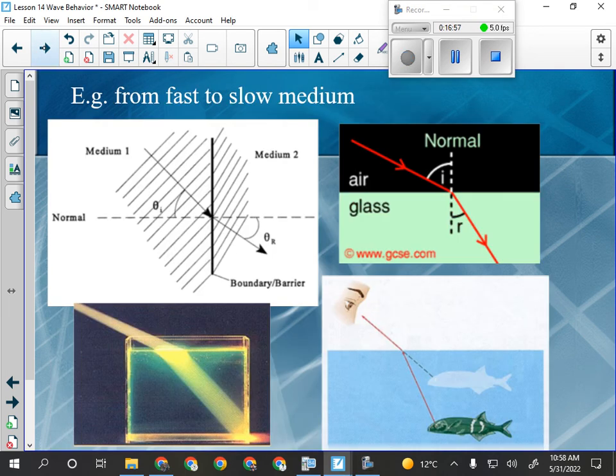All right, and so this is what we were talking about before with going from fast to slow. The waves bend towards the normal, and the wavelength gets shorter. If we're going from air to glass, that's going to be from fast to slow. It's going to bend towards the normal. Air to water, same idea, but in this case, we actually have water to air, where it would bend away from the normal. We would perceive the fish to be here at the top position when it's actually down below. A beam of light going into an aquarium will bend towards the normal.